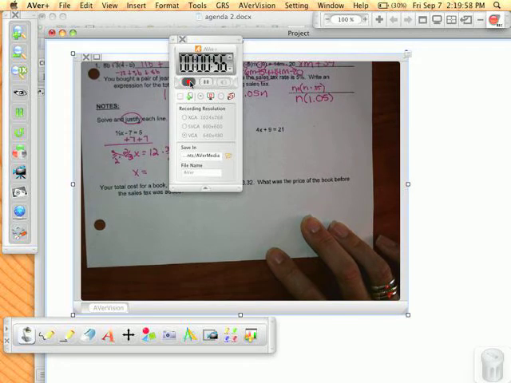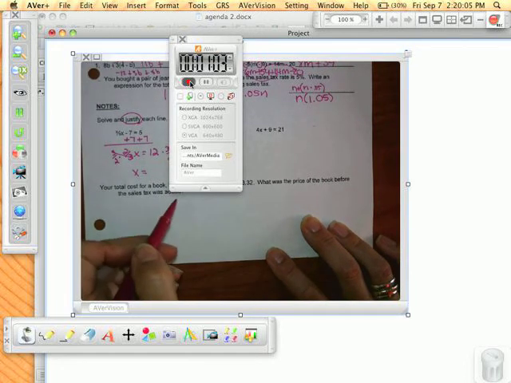How do you guys feel about fractions in 10th, 11th grade? I never. Still? I didn't like fractions. Okay. Well, let me tell you how I do it.